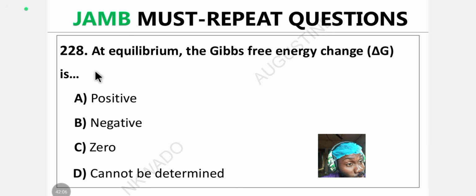Question 228. I know you are a scholar. I know you know the answer to this question even before I start reading it. Well, let's go. At equilibrium, the Gibbs free energy change, which is change in G, is what? A. Positive. B. Negative. C. 0. D. Cannot be determined. What's the answer? Drop the answer in the comment section, my scholars.